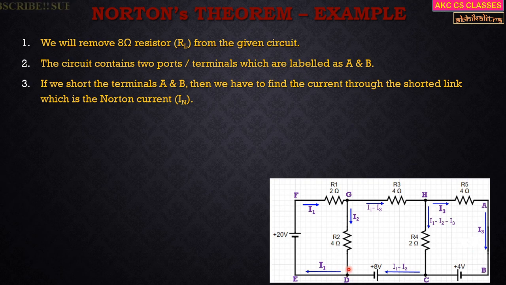So now what we have to do is identify the different loops that are present in the circuit diagram, right? So there are basically three different loops. What are the three different loops? The first loop is F, G, D, E, F. This is the first loop. The second loop is G, H, C, D, G. The third loop is H, A, B, C, H. So these are the three different loops.